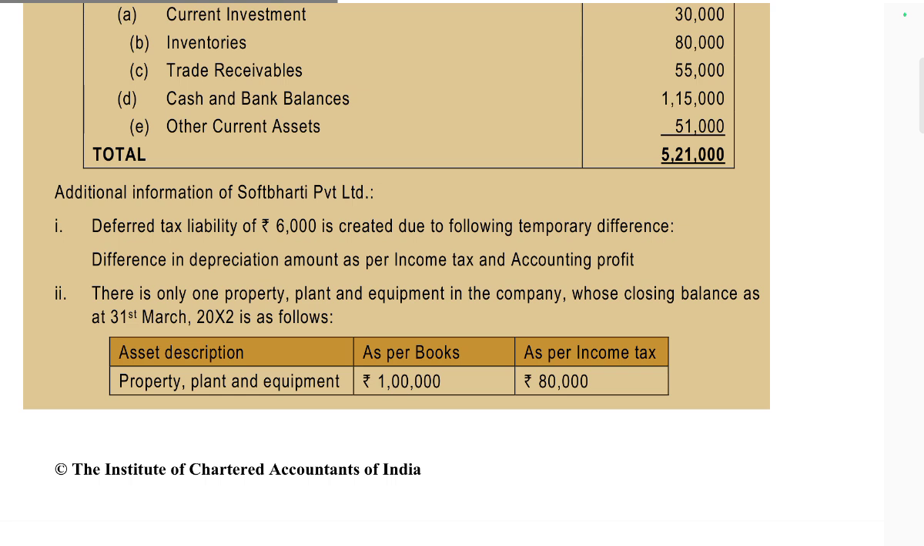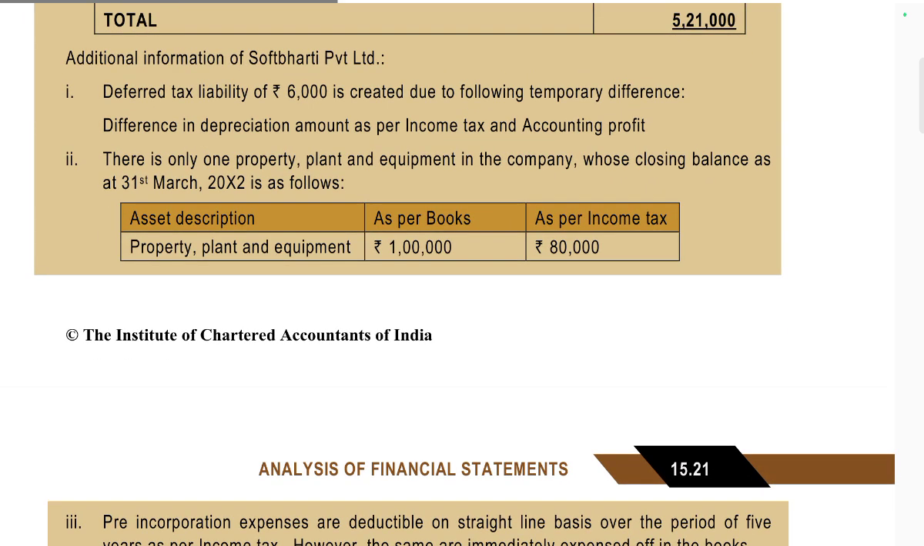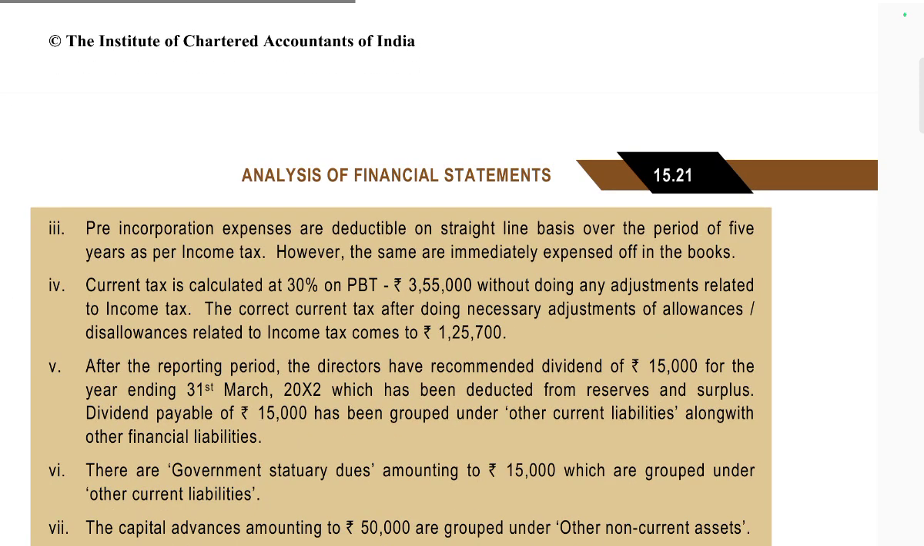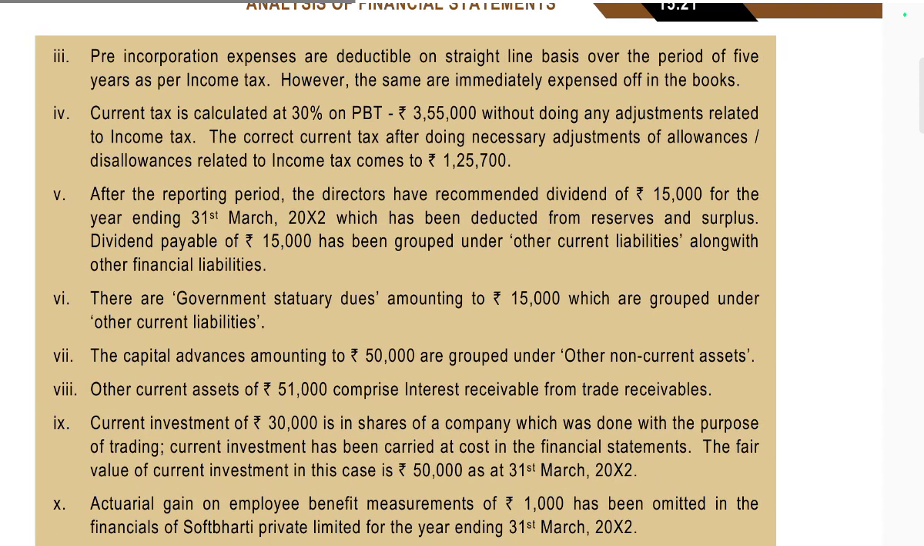Additional information: Softbury Limited's deferred tax liability of 6,000 is created on the following temporary difference: depreciation as per income tax and depreciation as per accounting profit. There is only one property, plant and equipment in the company, where the closing balance of the asset as per the books is 1 lakh and as per income tax is 80,000. Pre-incorporation expenses are deductible on a straight-line basis over the period under income tax.